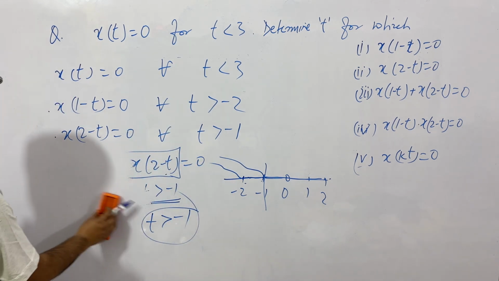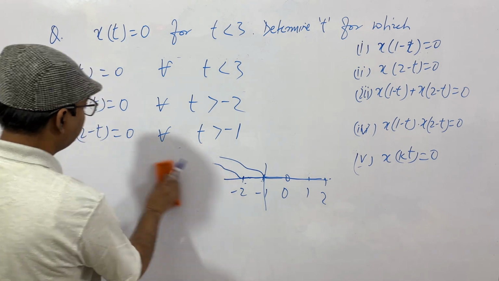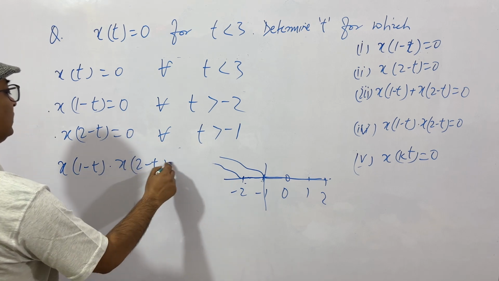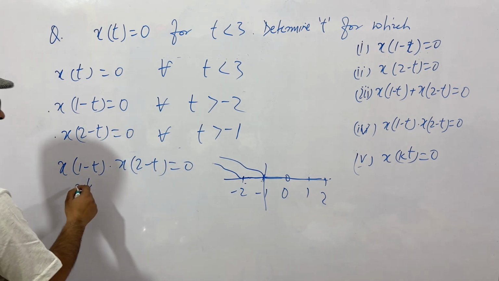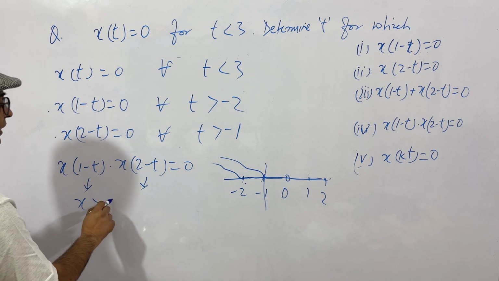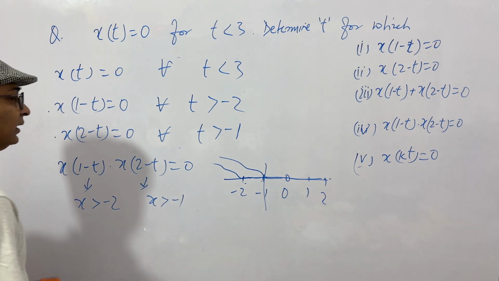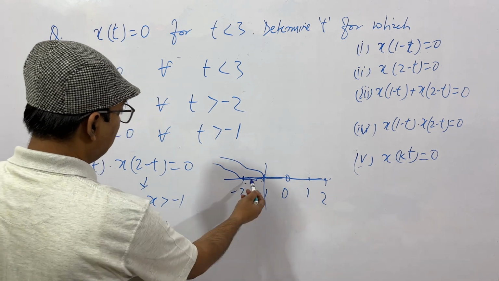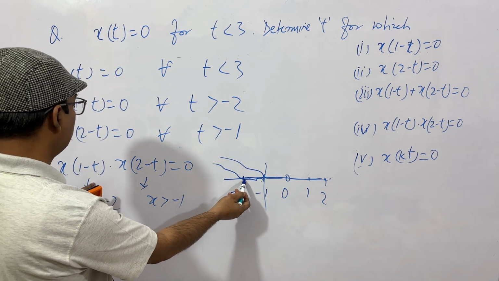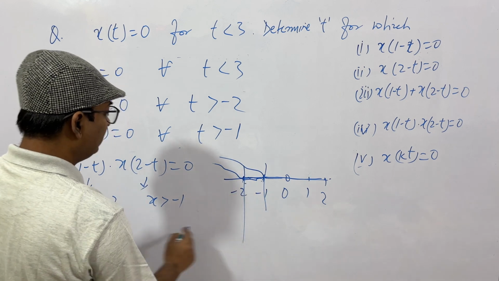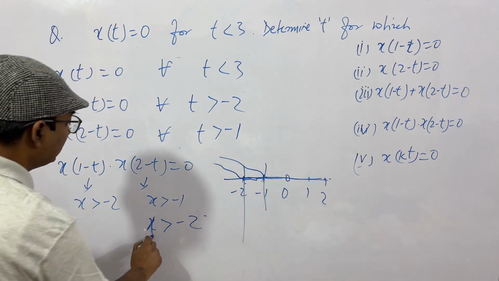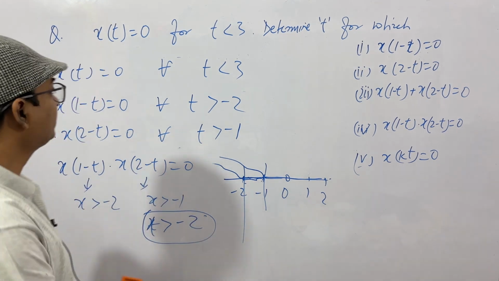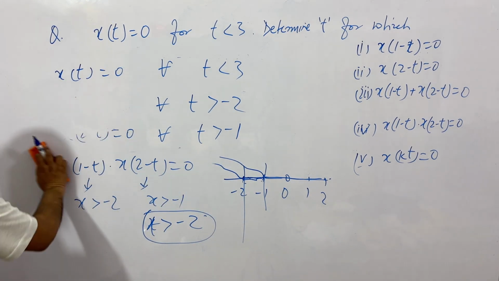And what if these two are in an AND operation, that is x1(-t) times x2(-t)? Now this will be 0 when either this or this is 0. This is for t greater than -2 and this is for t greater than -1. Even in the region between -1 and -2, this signal will be 0, and when this signal is 0, multiplied with this it will be 0. So here we will have t greater than -2. So for t greater than -2, this product will be 0. Okay, clear?